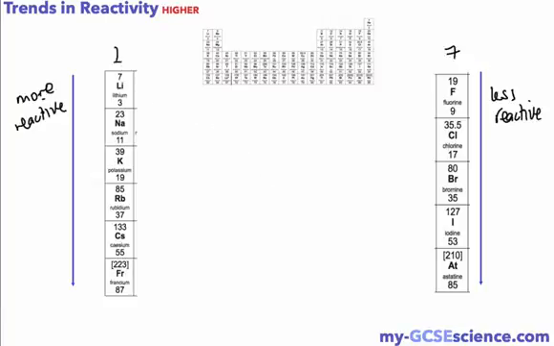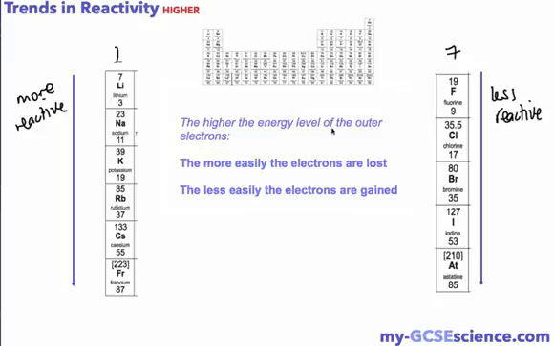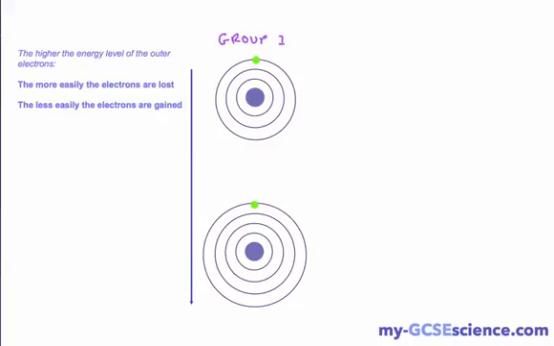Okay, now the key thing that you need to remember is that you have to be able to explain this, and the key thing you should remember is that the higher the energy level of the outer electrons of the atoms, the more easily the electrons are lost and the less easily the electrons are gained. And you should be able to use this to explain why fluorine is less reactive than iodine, and also the same idea in this little paragraph or couple of sentences to explain why cesium is much more reactive than sodium. So let's have a closer look at the atoms.